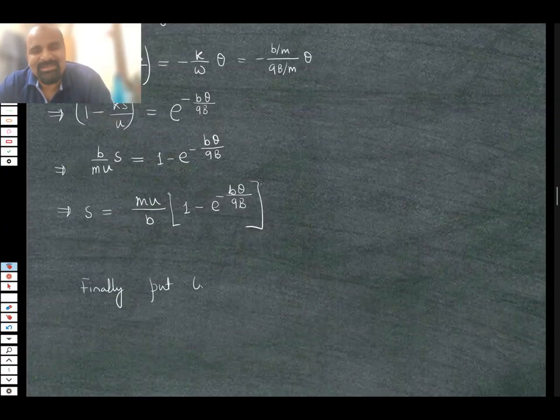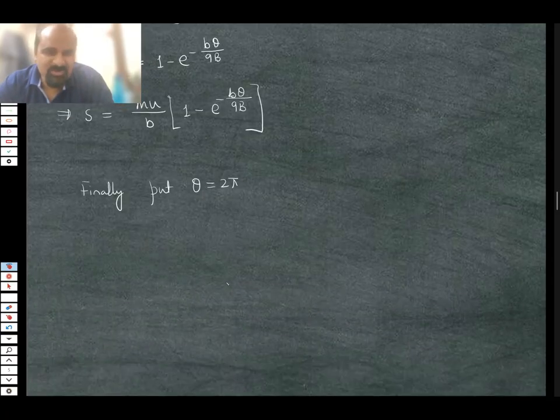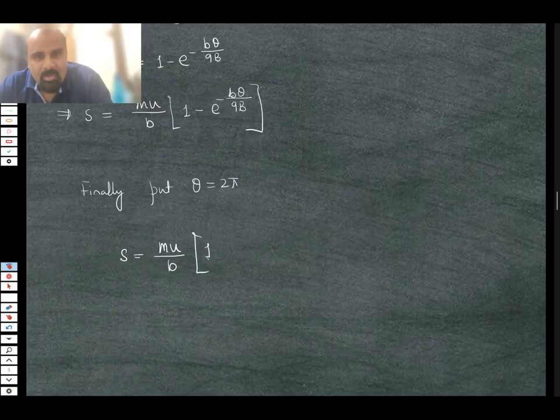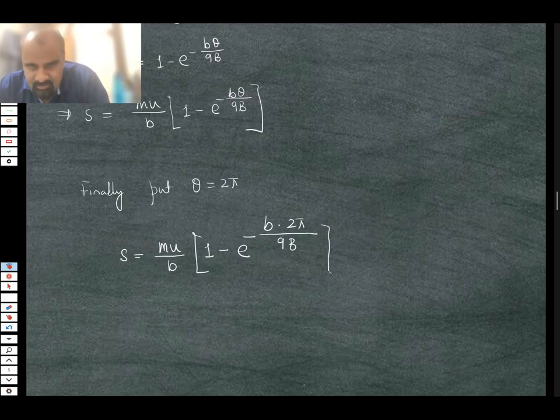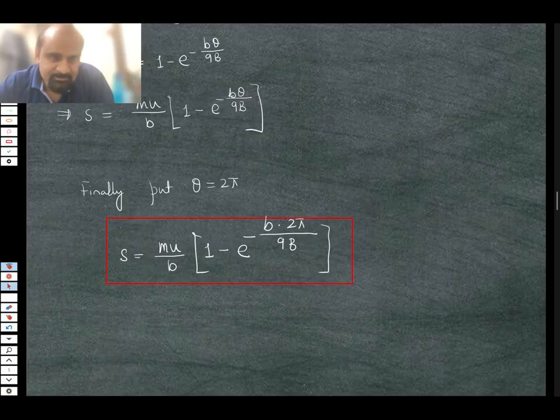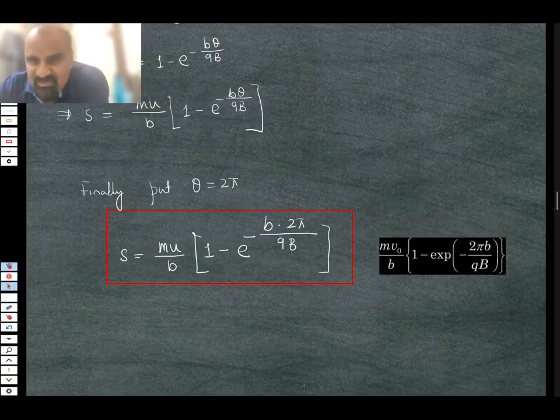Now finally put theta as 2 pi and you get the answer. Distance traveled is mu by b, 1 minus e to the power minus b in place of theta 2 pi divided by qb. This should be the answer. Let us match the answer with the given answer. So this was the given answer.